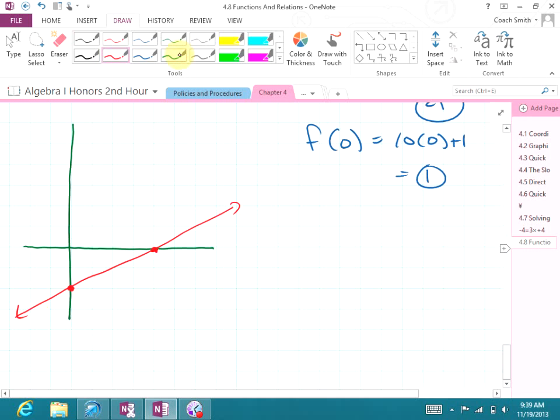Well, the first thing you want to do is find where it crosses the y-axis. Negative 2. So that means my y-intercept is negative 2. Well, the problem is two of them have negative 2 as a y-intercept. So the next thing you've got to do is figure out your slope.